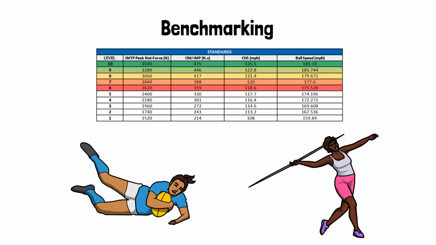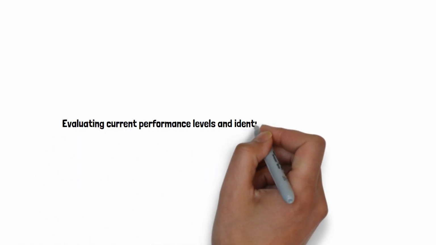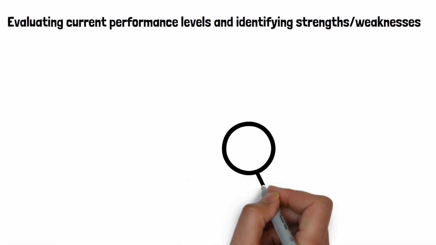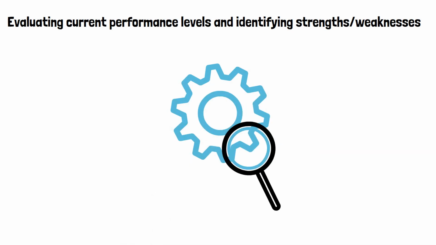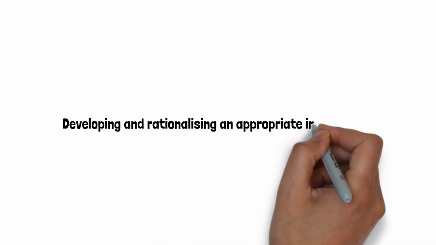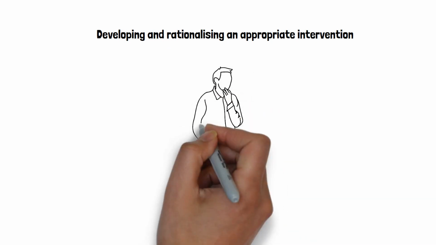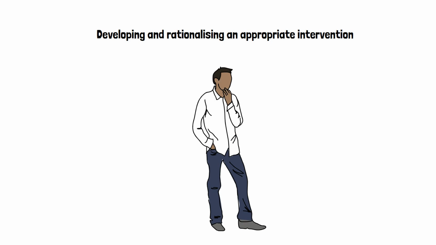Next up, evaluating current performance levels and identifying strengths and weaknesses. Somewhat linked to benchmarking, we can use force assessments to identify an individual's current performance level and understand which areas need focus or development. Next, we have developing and rationalizing an appropriate intervention. So once we know someone's results and have interpreted them, we can use them to support specific programming decisions to ensure that we are giving them the best and most appropriate support that we can.